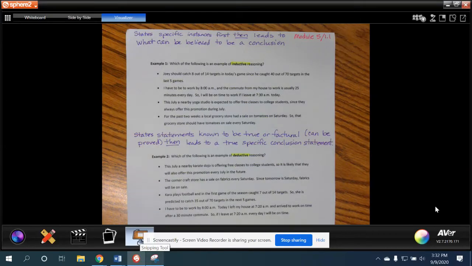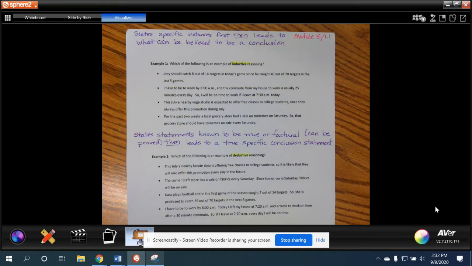Hello, everyone. Let's look at Module 5. It is section 1.1, specifically about mathematical reasoning. I find that this is the section most students struggle with in that module.